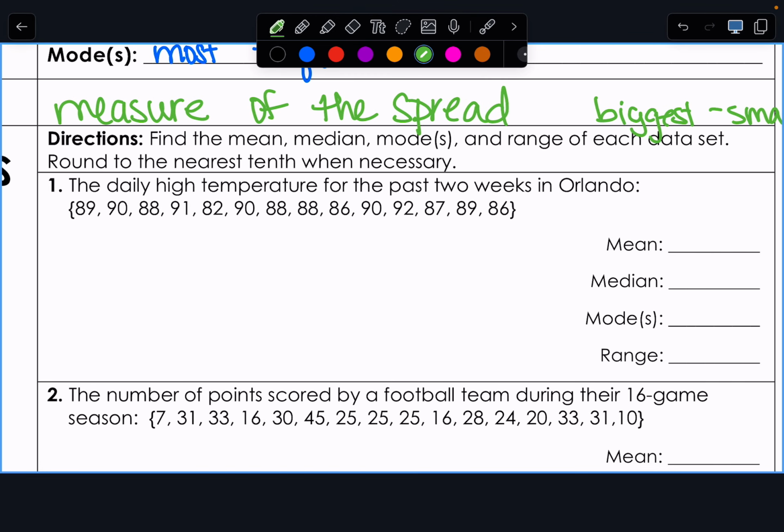Oh, this makes me sad. Here are numbers that are the daily high temperature for the past 2 weeks in Orlando. Today, it was in the negatives when we came to school. All right, so this is what we're going to do. In order to help us see a clearer picture, during class I said, where are you going?